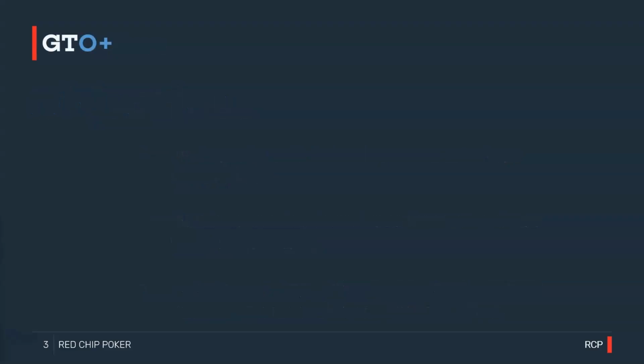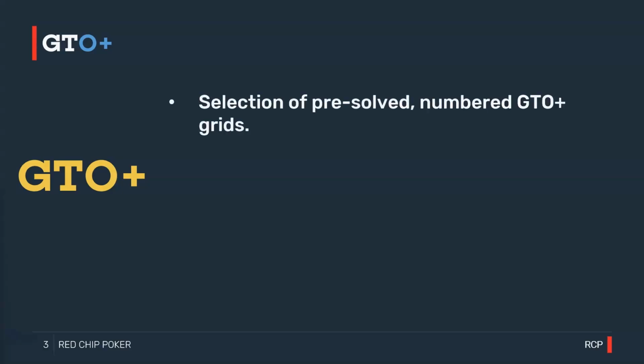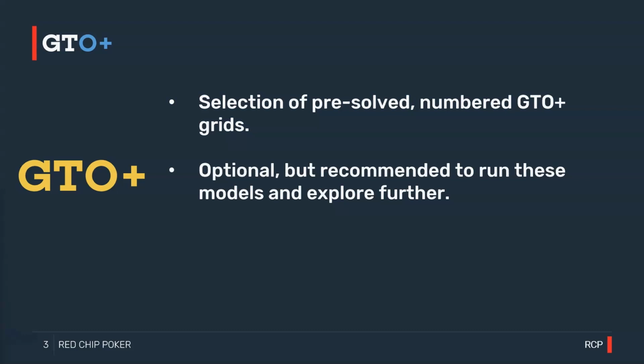Now, we mentioned that we're going to be making use of GTO Plus, the poker solver, in this course. And alongside this course, there will be a selection of pre-solved numbered GTO Plus grids available for download. Now, it's optional whether or not you take advantage of this extra resource. You don't have to download the GTO grids. You could just watch the training videos, and they are going to be very beneficial for you. But it's recommended if you also download the GTO Plus models and run them alongside watching this course.